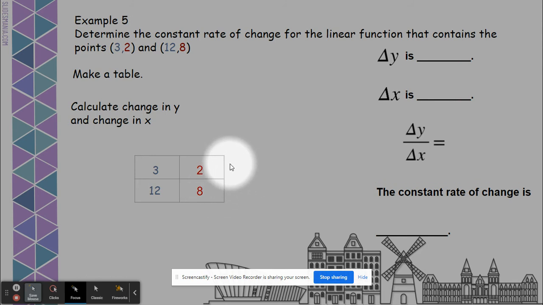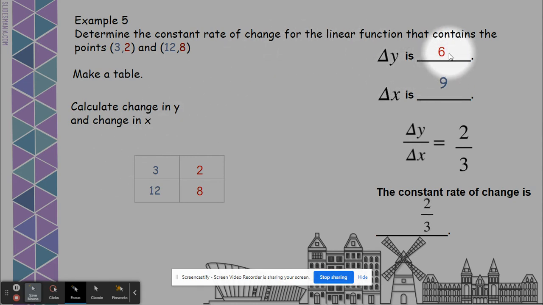That's going to be 6. And then the change in x, 12 minus 3. That's going to be 9. All right, then I'm going to divide the change in y by the change in x and reduce the fraction to 2 over 3. The constant rate of change is 2 over 3.